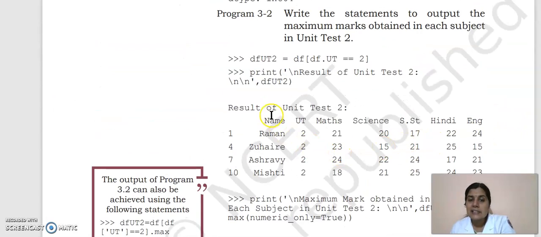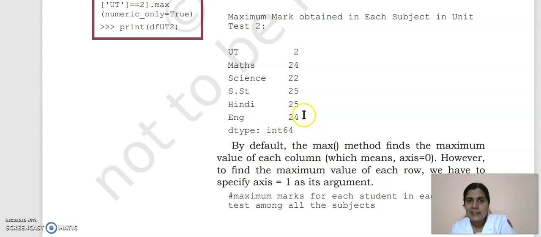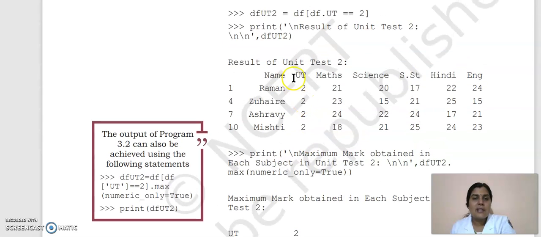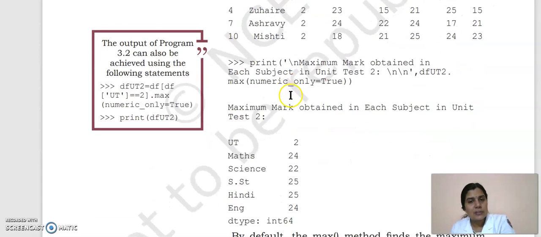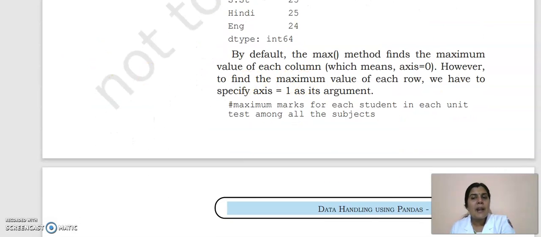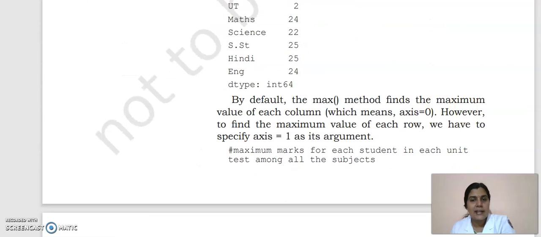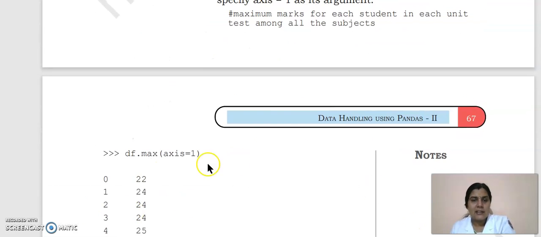So first we extracted only those rows which contain unit test 2. After that we extracted the maximum mark for each subject which is numeric. So there are two steps here. First we are extracting unit test 2 marks only, then we are extracting maximum marks. By default max will find the maximum value, but here we gave numeric_only equal to True, meaning only numeric values are accessed.